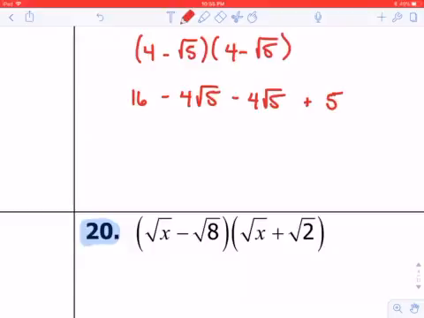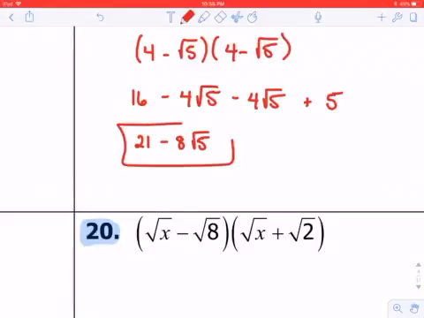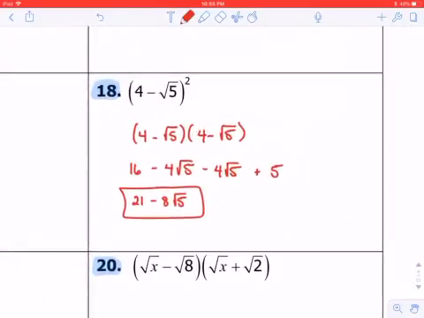You combine like terms now. We're now adding, subtracting. So I'm going to use my cat rule. The terms have to be the same for me to combine them. So 16 and 5 are both constants. So that's 21. And negative 4 is minus 8 radical 5. I said nothing much here. Just FOIL. Okay, and then 20.